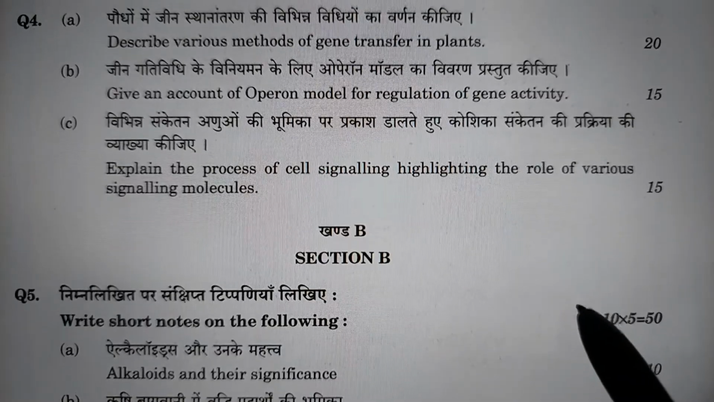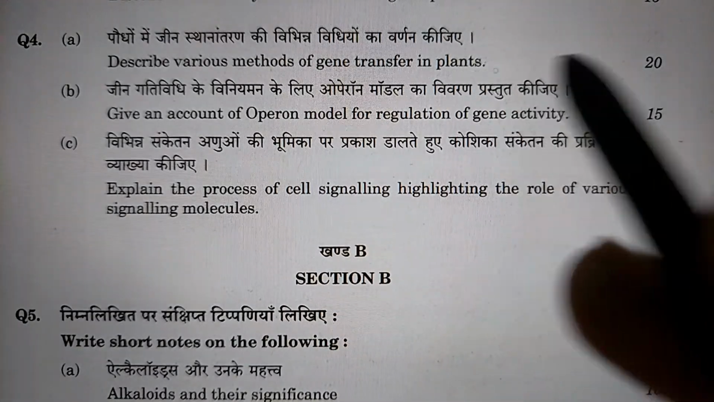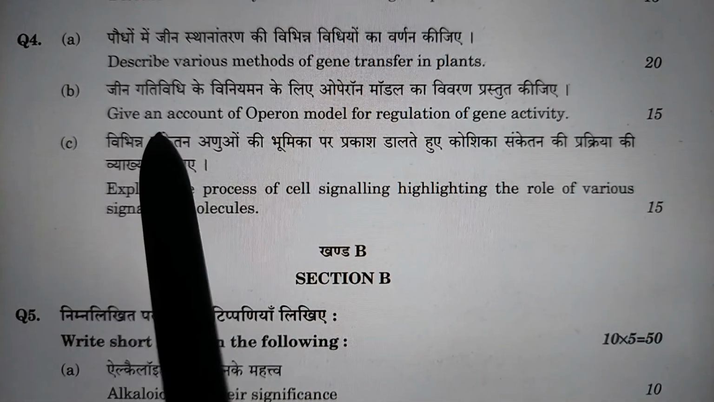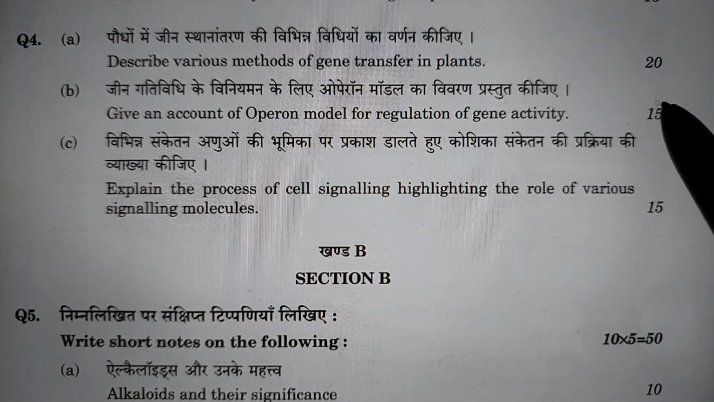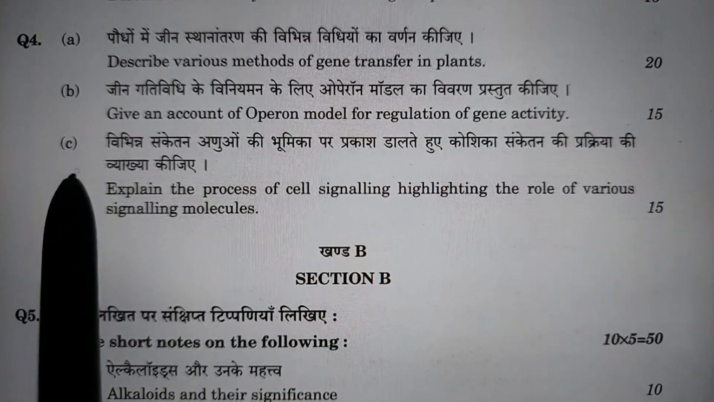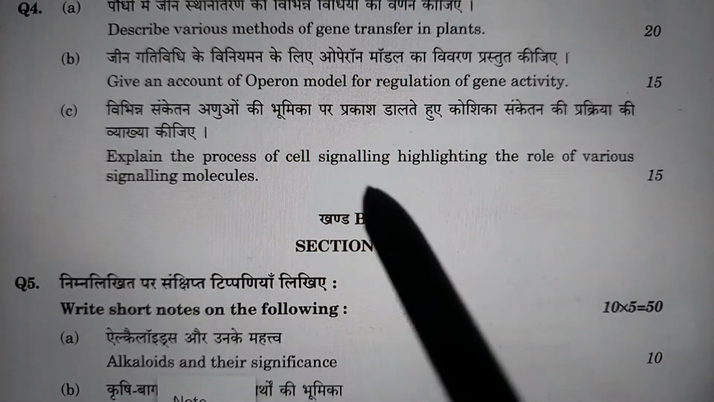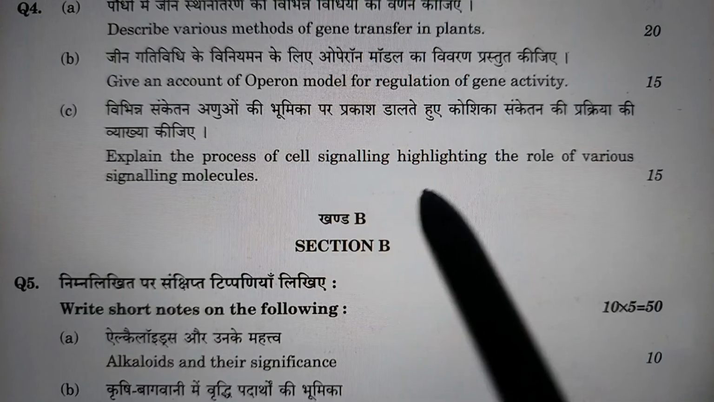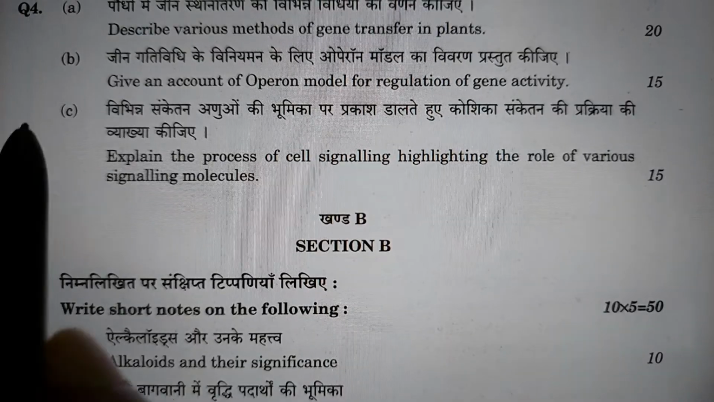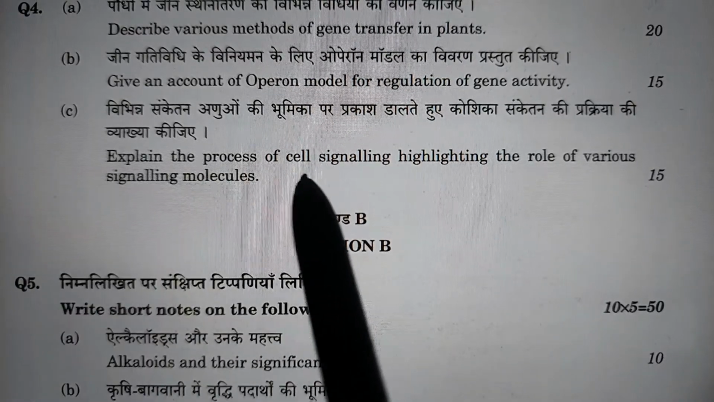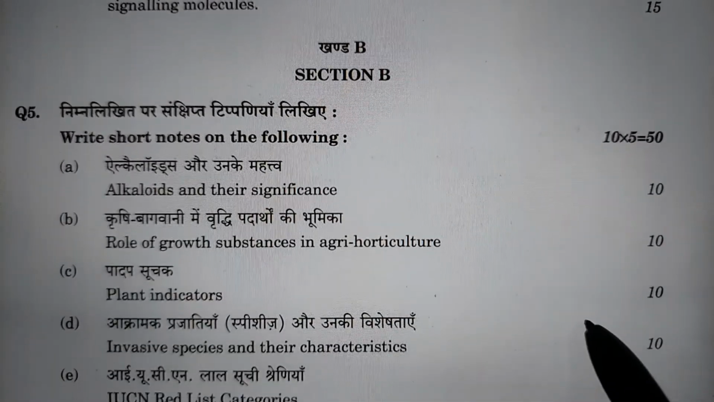Question number 4 is also having 3 options. Option A is describe various methods of gene transfer in plants, 20 marks. Option B is give an account of operator model for regulation of gene activity. This is option B and 15 marks. Option C is explain the process of cell signaling, highlighting the role of various signaling molecules, 15 marks. This one is section B, question number 5.